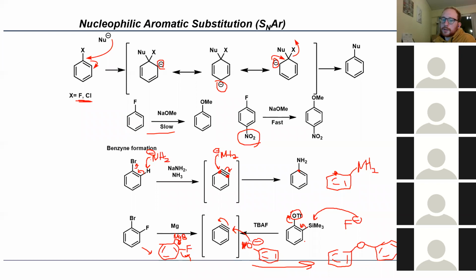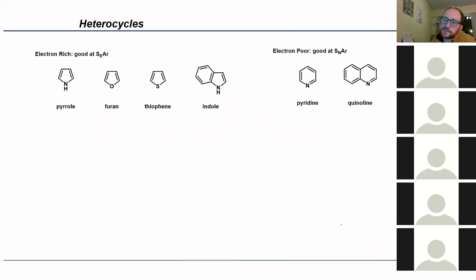Okay, and we'll move on to the very last thing we learned about in class, which was about heterocycles. In class, we divided the heterocycles that we learned into two classes: electron-rich heterocycles and electron-poor heterocycles. Electron-rich heterocycles are good at doing electrophilic aromatic substitution. They're good at acting as nucleophiles.